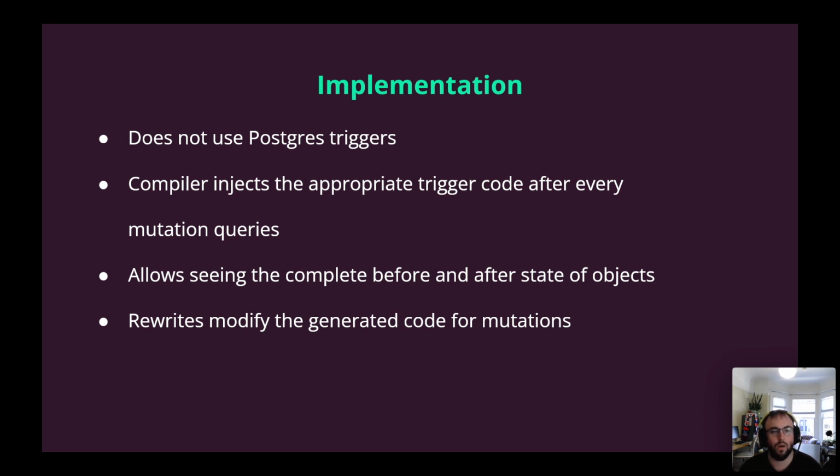We want our triggers and our rewrites to see the old objects and the new objects, including parts of them that might not be stored in the same table, such as multi-links. And so we implement it by injecting the appropriate trigger code ourselves after every mutation query. This allows us to see the complete before and after state pretty easily. Rewrites are similar, but a little simpler. We simply modify the generated code before doing the inserts or updates. So we figure out what the user specified, then we run the rewrites to see how they've been overridden, then we actually do the inserts.